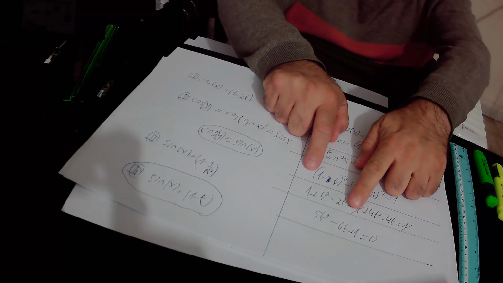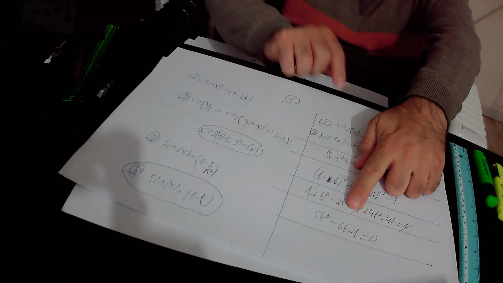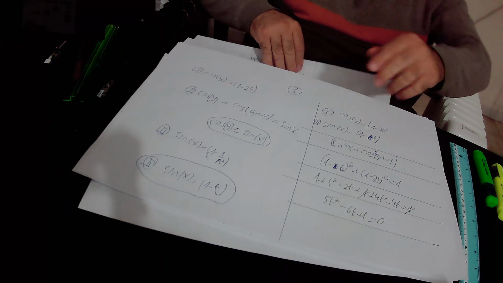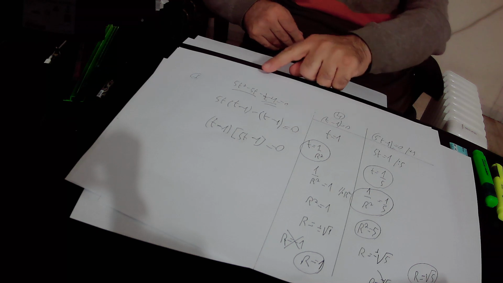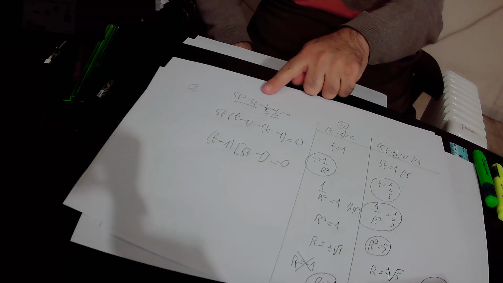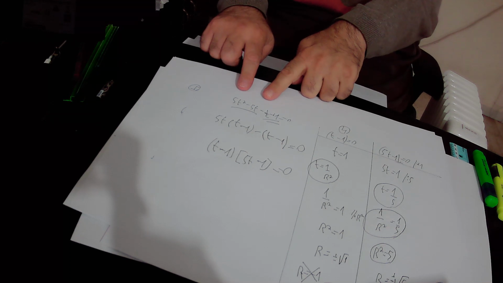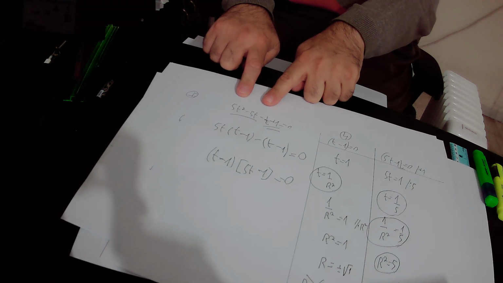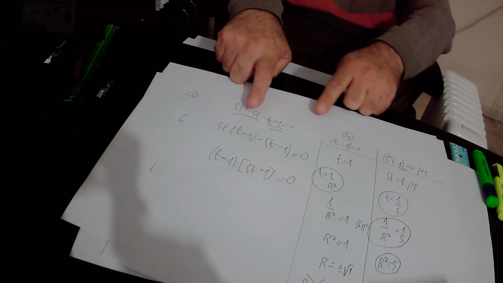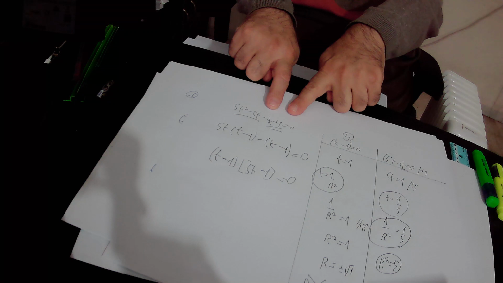Then we substitute minus 6t by minus 5t minus 1t, and we got that 5t squared minus 6t is minus 5t minus t plus 1 equals 0. Then we took out 5t as a common factor from those two expressions. So inside the brackets we are left only with t minus 1. Then we took out minus 1 as a common factor from those two expressions.